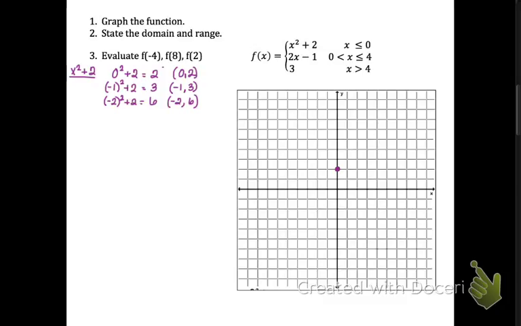Then we have negative 1, 3. And we have negative 2, 6. Now you can kind of see we've gotten half of a parabola here. So we're going to have half of this U-shaped curve. That's the kind of graph that we're going to get right there.